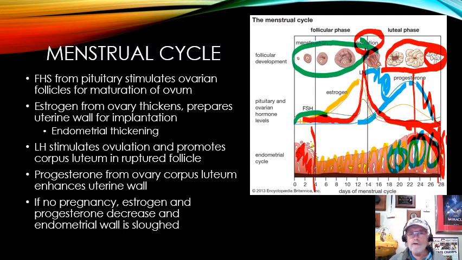Okay, so if there's no pregnancy, the estrogen and progesterone levels go down, and the endometrial wall is sloughed, and at that point the brain says, okay, there's no HCG feeding back to say they're pregnant, so therefore let's go ahead and try another month. And you try the next month with the FSH, and the FSH then stimulates the follicles to develop with the ovum and stuff like that, just like we talked about there.